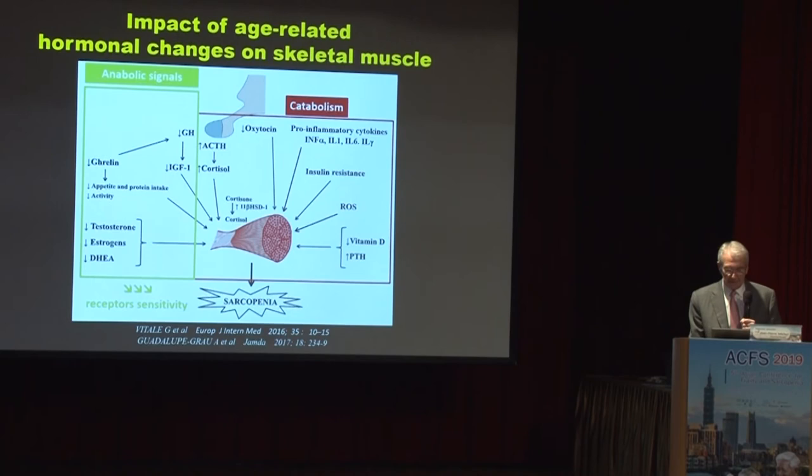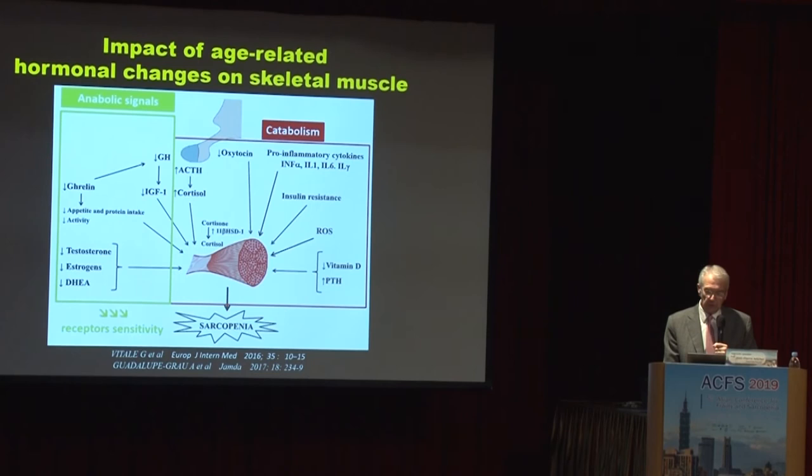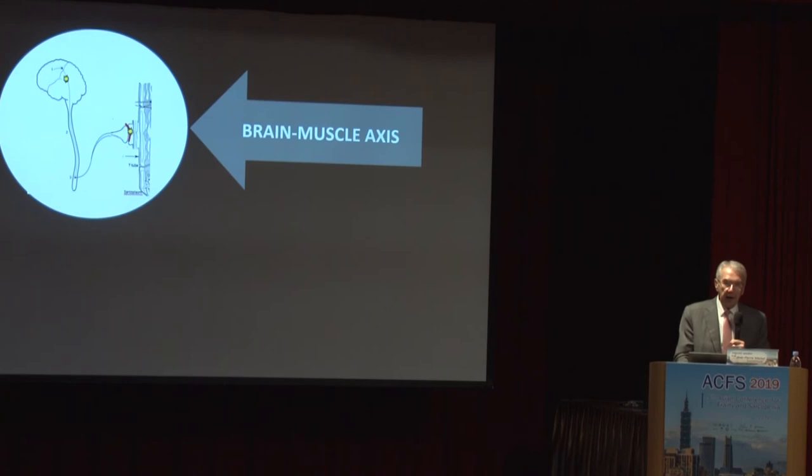And if we are speaking about anabolic signals, we also have to think about the catabolic signals. You can see that all of them are increased, and particularly you have an increase in cortisol and all the metabolism of cortisol. You have an increase of pro-inflammatory cytokines, increase in insulin resistance, appearance of ROS, and also a lot of change within the vitamin D and DHA part. So I think that it is something we have to consider, and which was already considered, but not in a global overview.